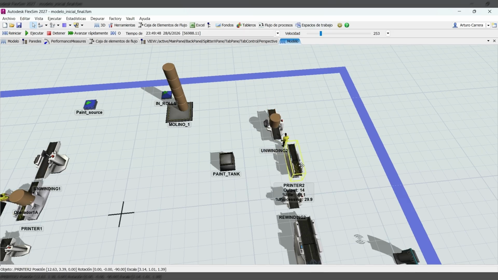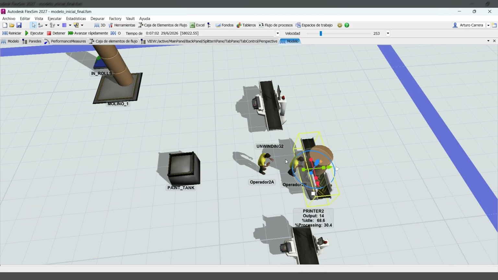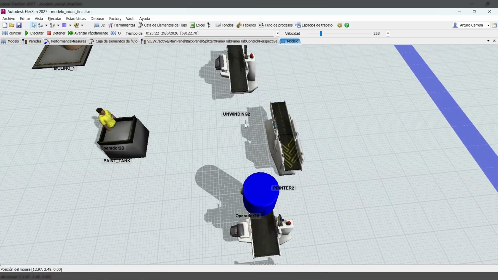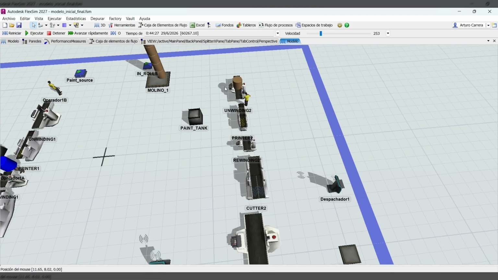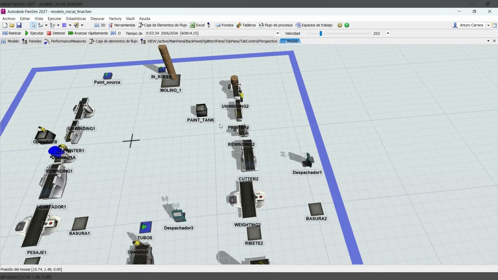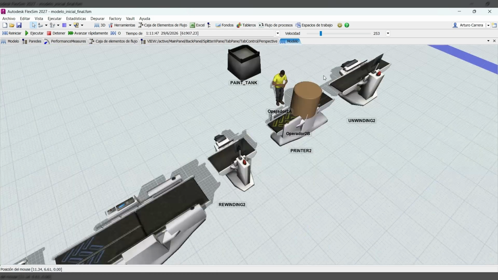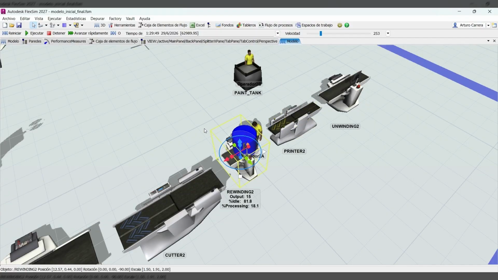The third station, printing process. After unwinding, the material enters the printing station, which requires between 10 and 30 minutes and requires two operators during the entire process. At this stage, 70% of the products are accepted and 30% are rejected according to the quality inspection.